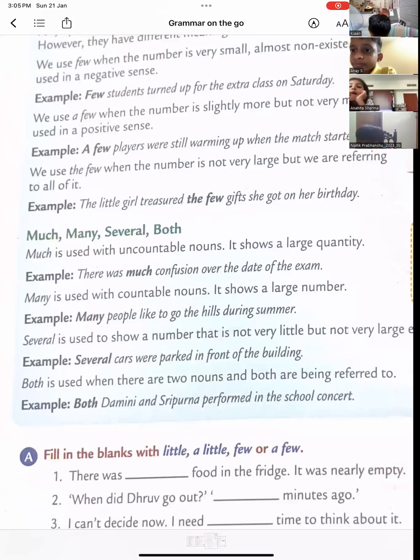Would you like to use several in your sentence? Anyone would like to? Who wants to say? Anay wants to say? Unmute.